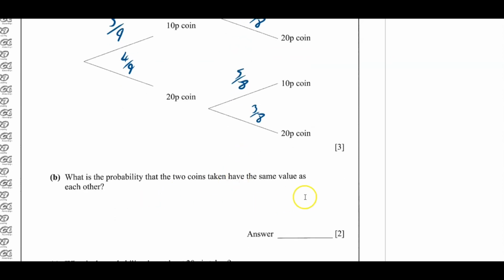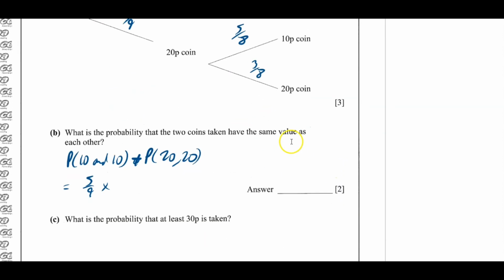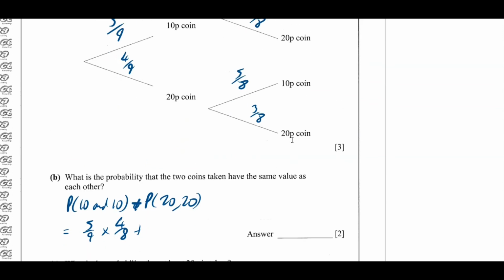What is the probability that the 2 coins taken have the same value as each other? So same value means you're looking for the probability of getting a 10 and a 10, or, so when you say or, you add, you're getting the probability of a 20 and a 20. So a 10 and a 10 was 5 over 9 times 4 over 8, plus then a 20 and a 20 was 4 over 9 times 3 over 8. And when you do that on your calculator, you get 4 over 9.